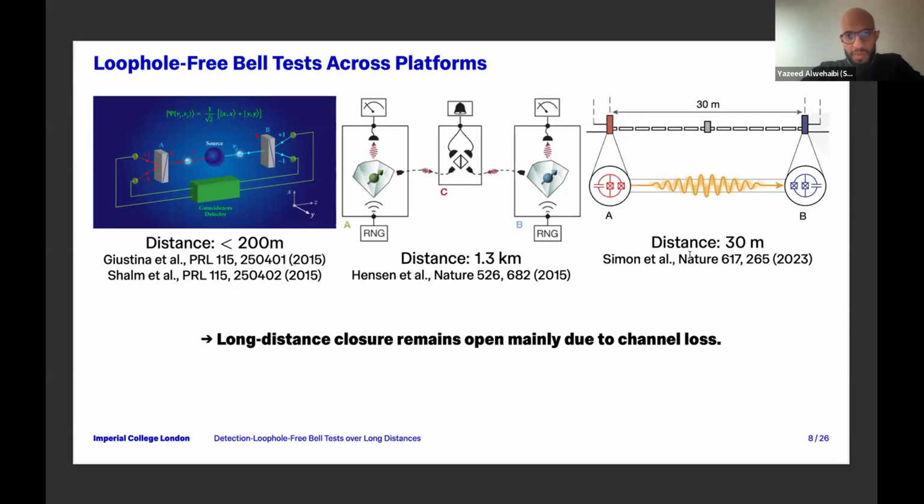If we look at all these experiments, the longest distance was 1.3 kilometers for the experiment with the hybrid entanglement between the spin and the photons. And this is because they use what's called an event-ready scheme, as we will show later. But even this distance is not that large, so we want to go even larger. We want to scale up to quantum networks and quantum communication. We want tens of kilometers and hundreds of kilometers. So a long-distance Bell test remains open, mainly due to channel loss. It's really hard.